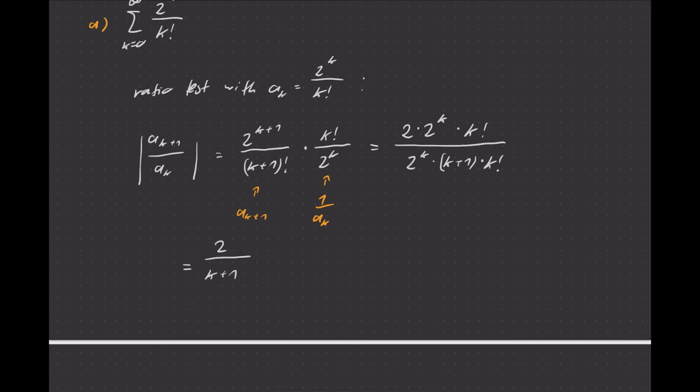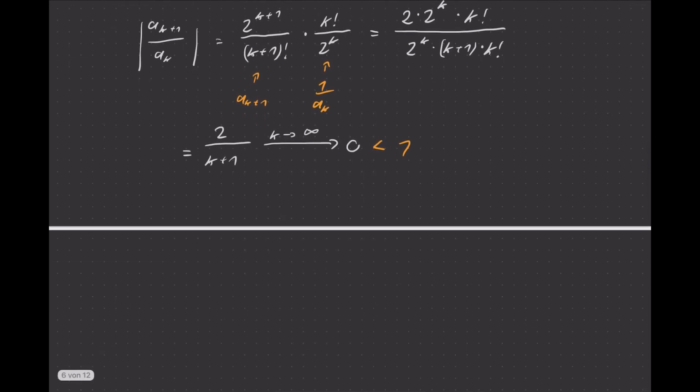And if we now take the limit of that, as k goes to infinity, you'll find that this goes to 0, and 0 is strictly less than 1. So that means the series converges by the ratio test. So the sum of 2 to the k over k factorial converges absolutely by the ratio test.